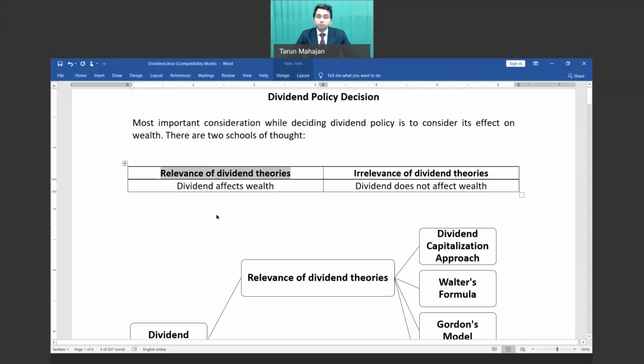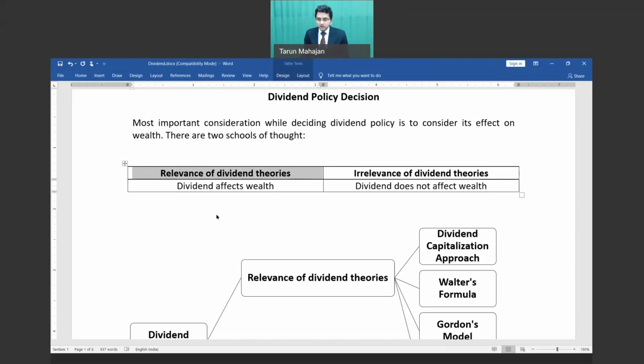Relevance of dividend: there are various experts, and I can say there are 2 schools of thought. One school of thought says that dividend is relevant. If you change dividend, it will affect your wealth. The other school of thought is that dividend is irrelevant. Whether you distribute it or you don't distribute it, whether you give a lower amount of dividend or a higher amount of dividend, it hardly matters. It is not going to affect your wealth.